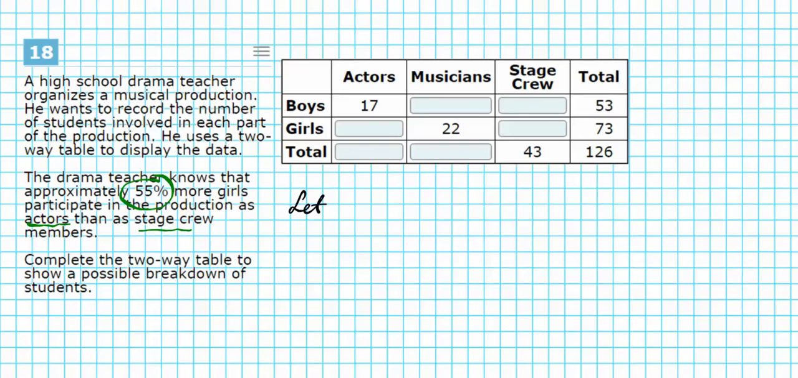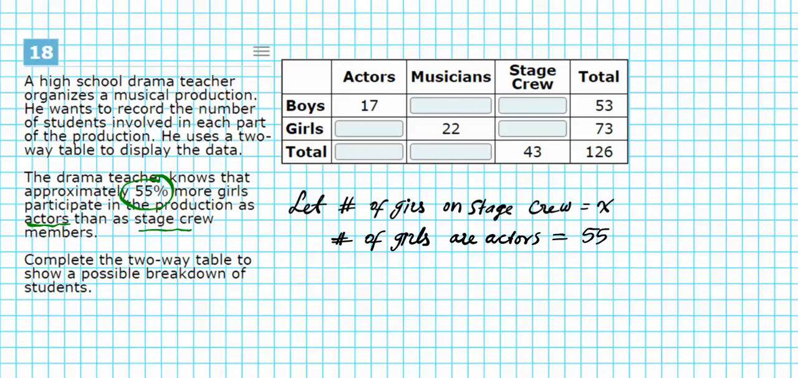Okay, so let the number of girls on stage crew be X. Okay, so that's going to be our unknown, X. So if the number of girls on stage crew is X, then it follows that the number of girls that are actors is going to be 55% more. Okay, so what does that mean? 55% more than X.